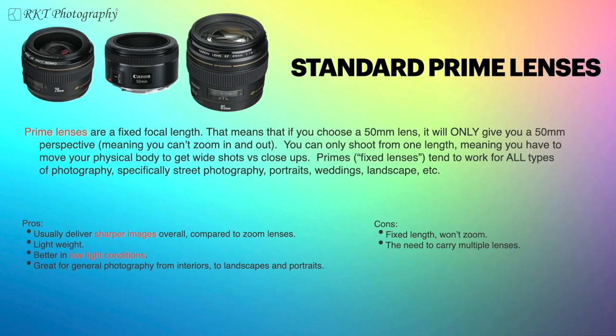So specifically like street photography, or you are doing wedding or portrait or landscape. So generally they come in 28 mm lens, 50 mm lens, 85 mm lens. So these are fixed lenses. So try to understand what are the pros and cons of having prime lens. Usually it delivers sharp images overall compared to a zoom lens. These are lightweight and better in low light conditions because you can increase the aperture over here. It is great for general photography, for interiors to landscape and portraits.